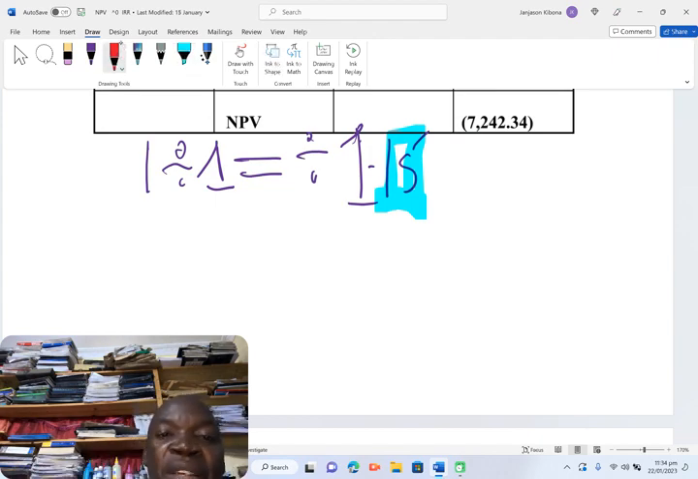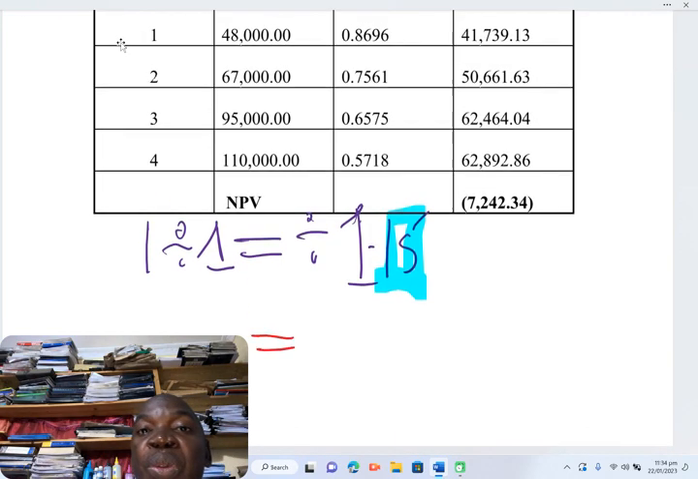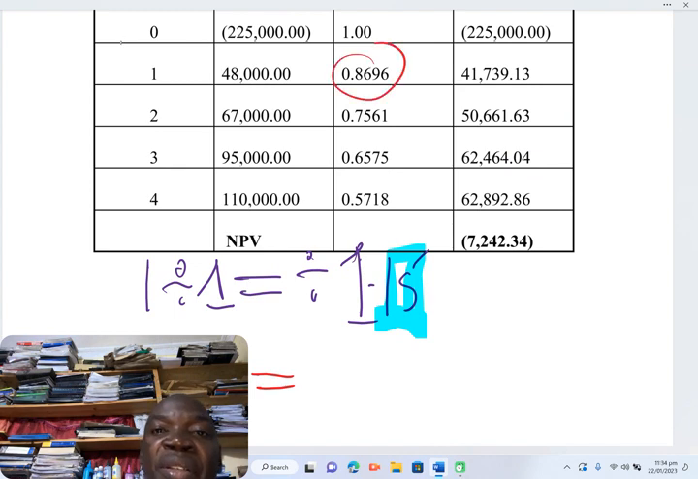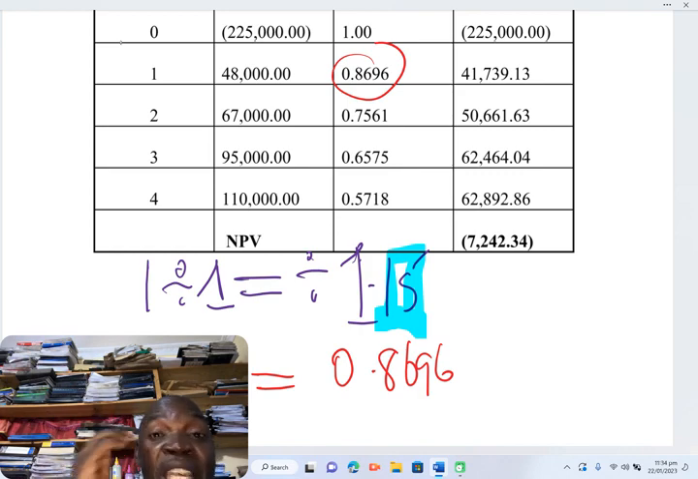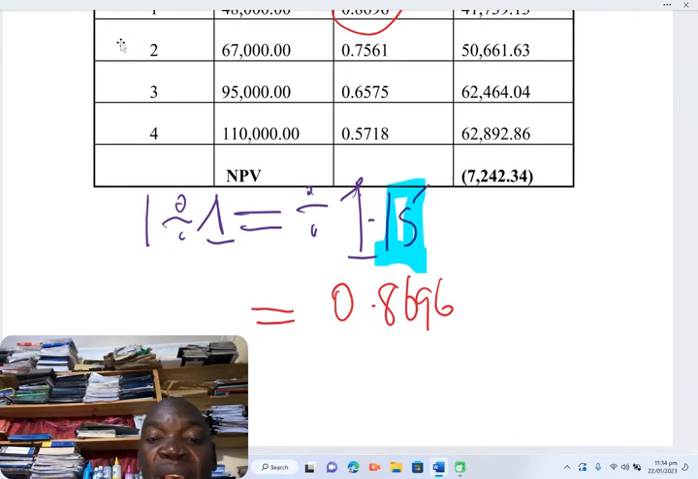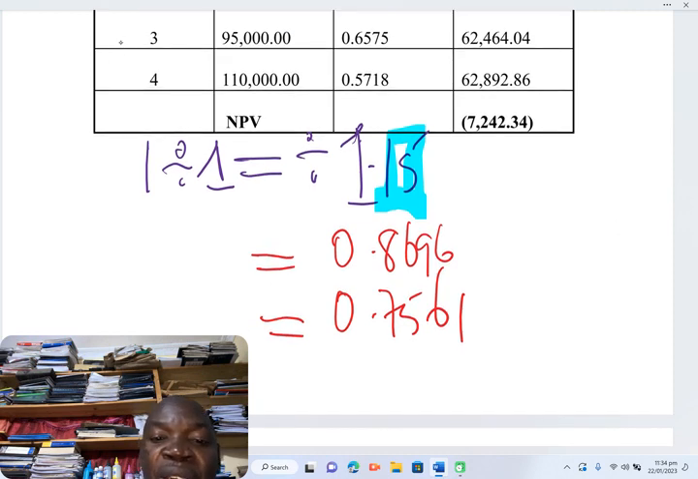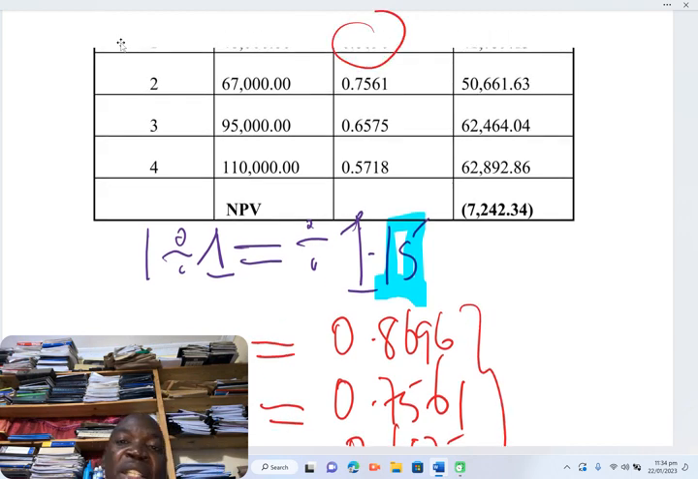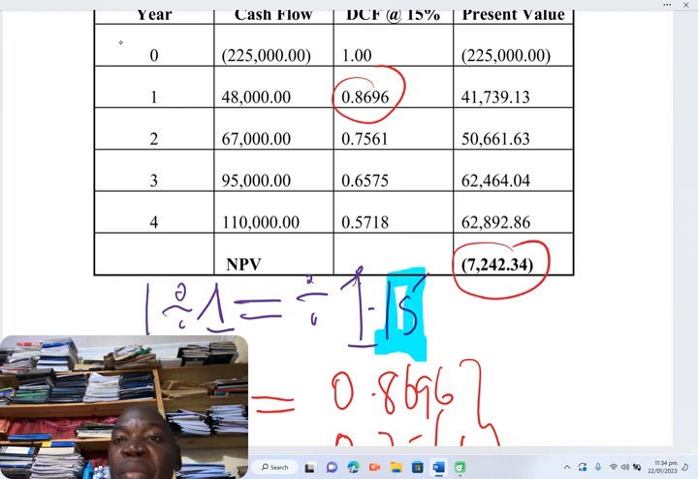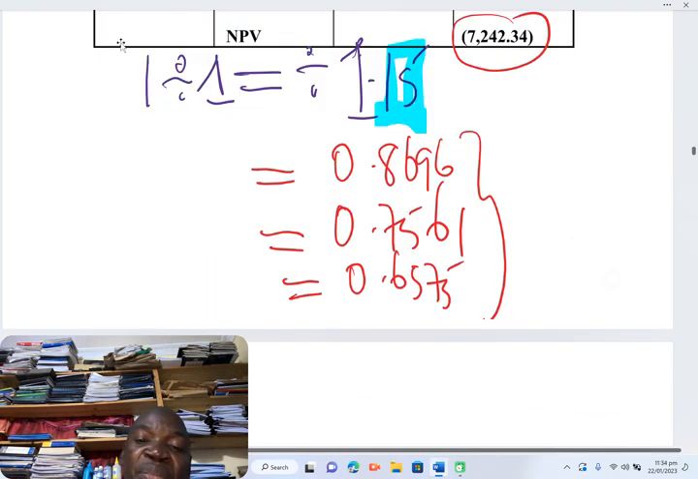Now the first equal sign will give you this number here. It is 0.8696. Remember, these numbers are the same even if you use the discounting tables. The second equal sign will give you 0.7561, and the third equal sign will give you 0.6575, etc. So getting started, you discount them, you get negative, so you reject the project based on that.